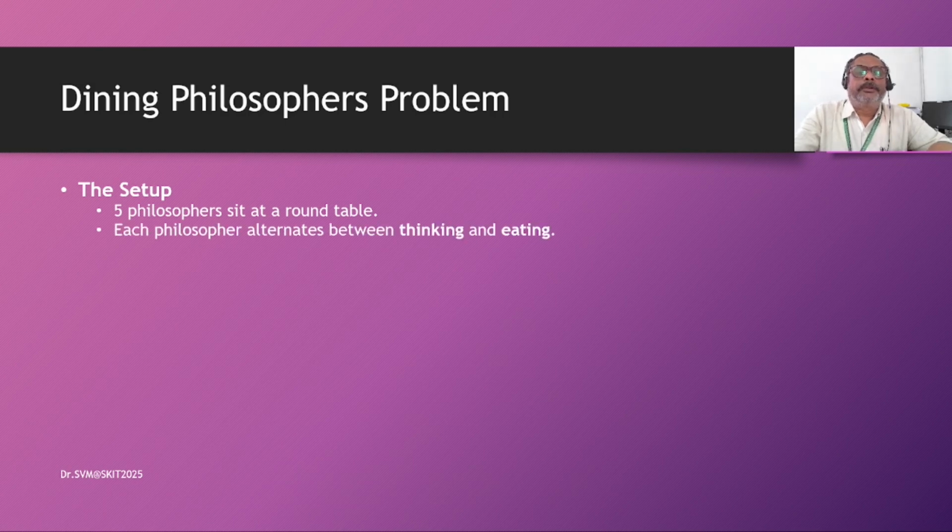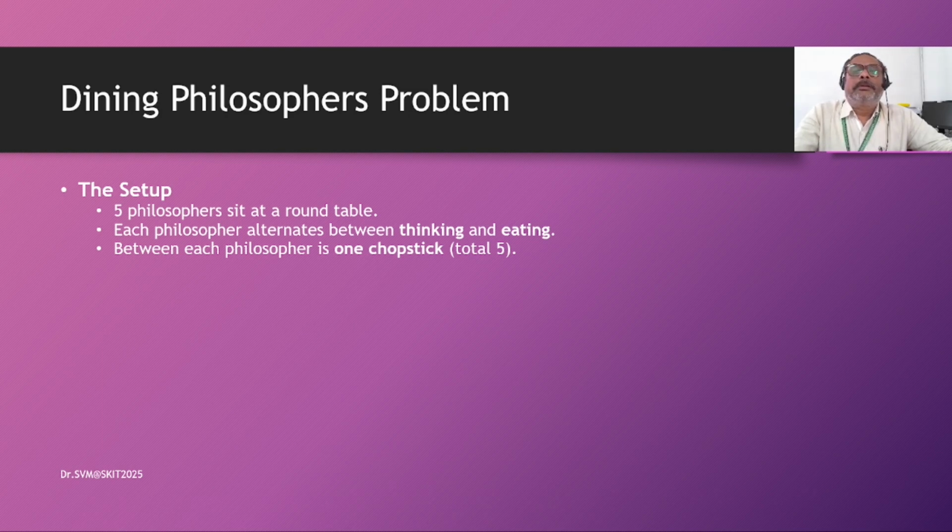Each philosopher alternates between thinking and eating, sometimes thinking, sometimes eating. So alternately thinking and eating. There are no timing restrictions for them, how long they think, how long they eat. So these thinking and eating periods are random for each philosopher. We don't know how long each philosopher will think or eat.